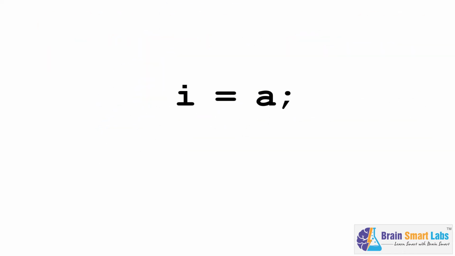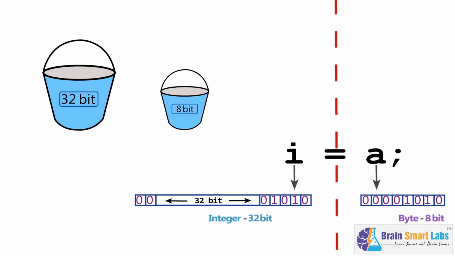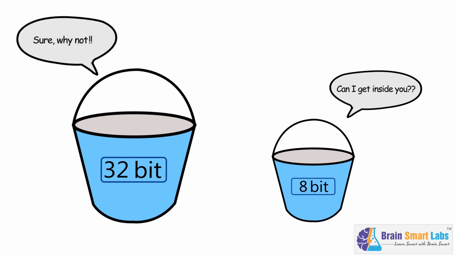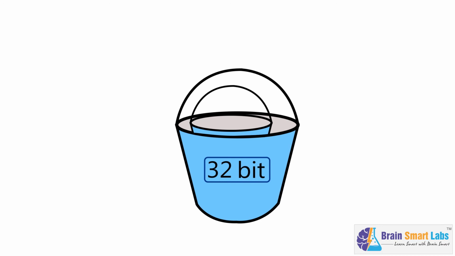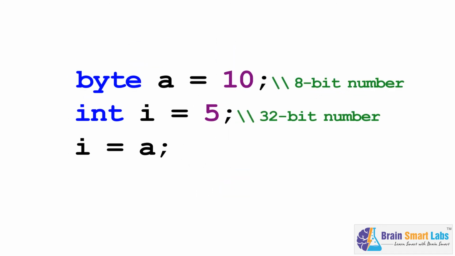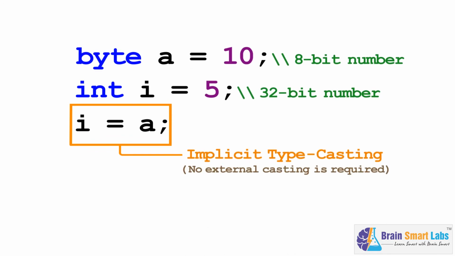The reason being, byte a is 8-bit and int I is 32-bit in size. The transfer operation will not create any problem as the 8 bits of variable a can be copied easily onto the 32 bits of variable I. That's because a bucket of 8 bits can easily fit inside a bucket of 32 bits without any complication. This phenomenon of transferring values from a smaller bucket to a larger bucket is known as implicit type casting. It means during the variable transfer no additional casting or process is required.